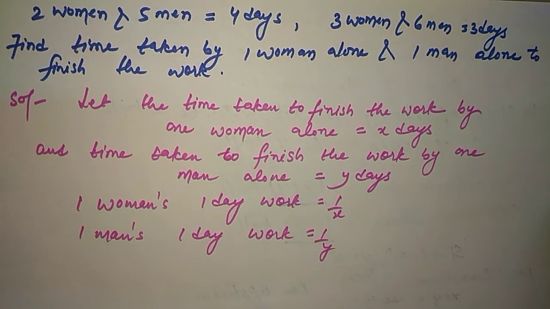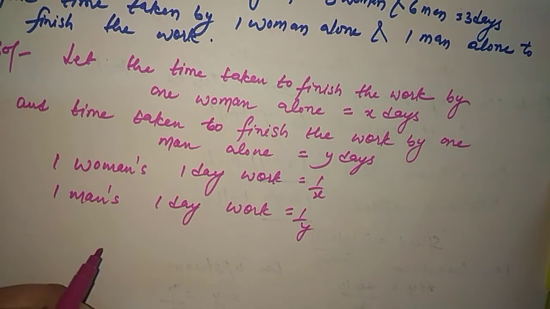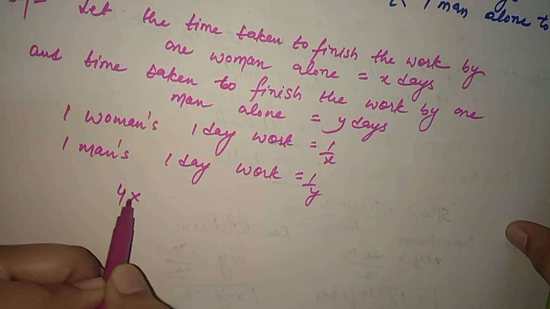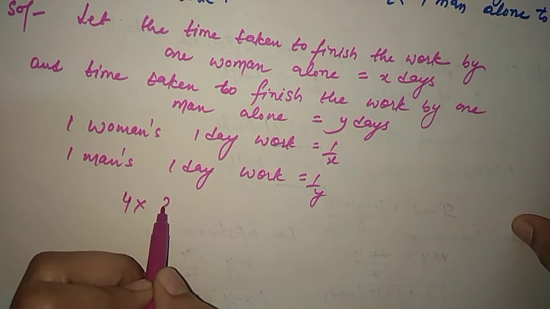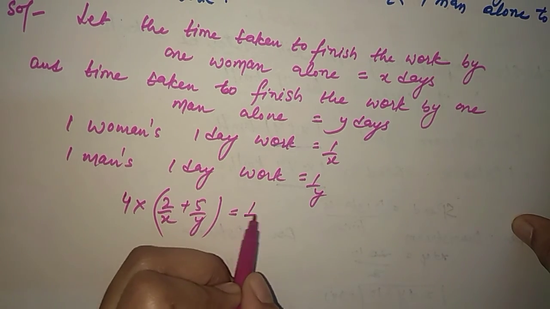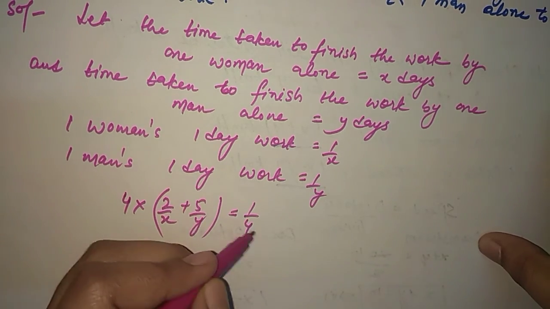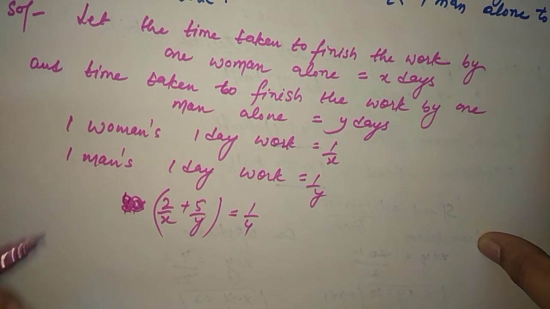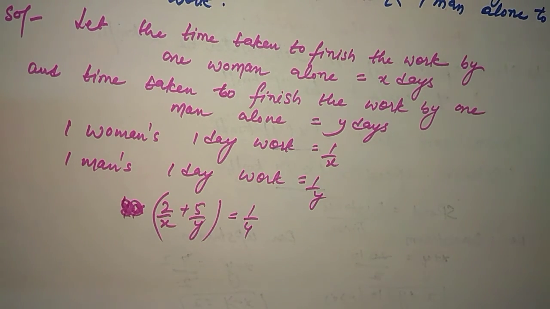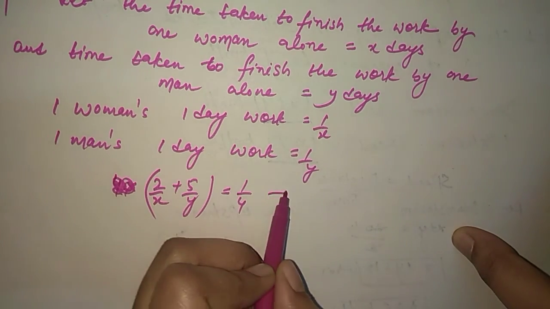So how I will write it: 2 by X plus 5 by Y is equals to 1 by 4. Why 1 by 4? Because we want to find 1 day work. Total days are 4. And for 1 day we have 1 by 4 work. Clear? So this is our first equation.